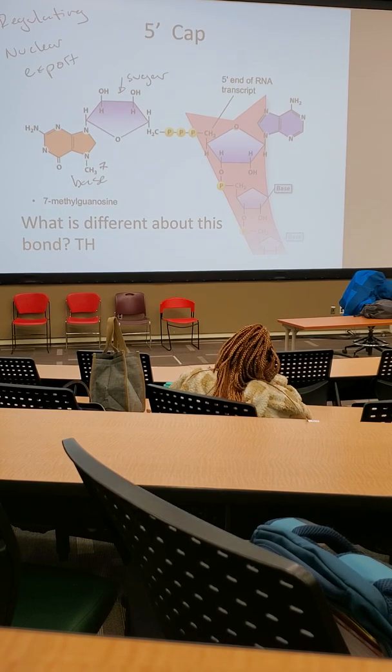In normal nucleotides, we connect 5' to 3'. So this would be the 5' here connected to the 3', right? 5' to 3'. But we're building in a very specific direction. The difference in this bond is it's a 5', 5'. So here's a 5' carbon, here's a 5' carbon. It's a fundamentally different way of connecting nucleotides.